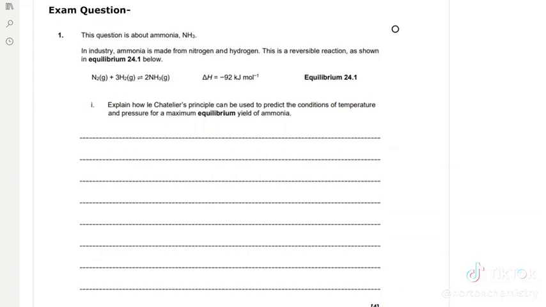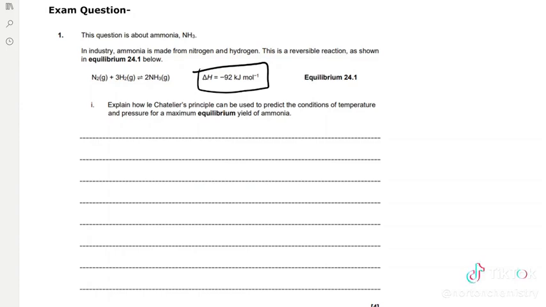So we've got an exam question. This question is about ammonia. In industry, ammonia is made from nitrogen and hydrogen. This is a reversible reaction as shown in equilibrium 24.1. So we've got nitrogen reacting with 3 hydrogen to form 2 ammonia. And you'll notice the enthalpy change is exothermic. It's minus 92 kilojoules per mole. Explain how Le Chatelier's principle can be used to predict the conditions of temperature and pressure for a maximum equilibrium yield of ammonia.